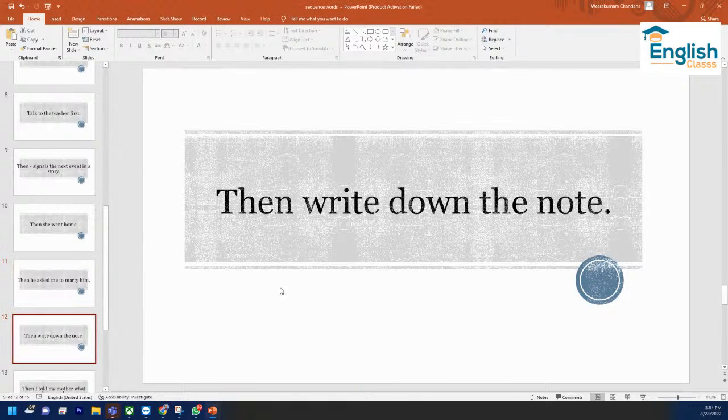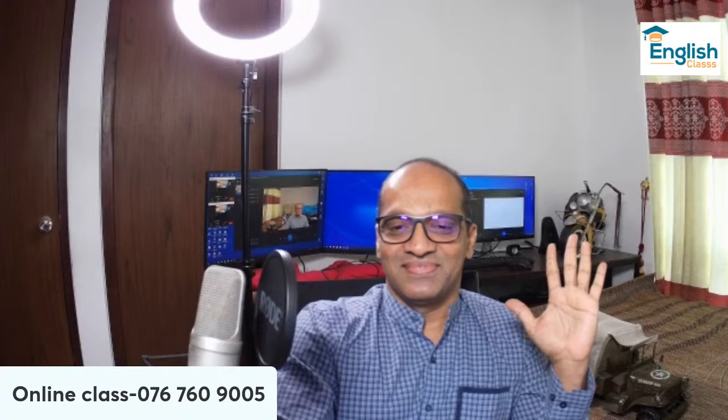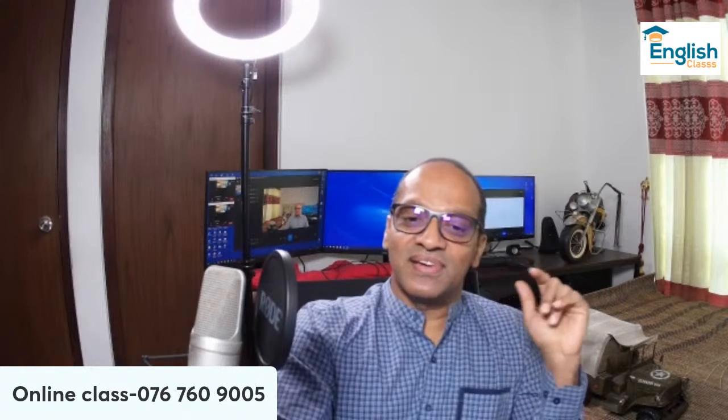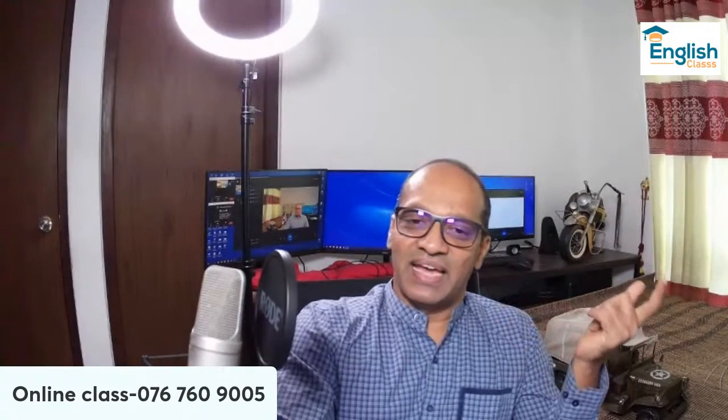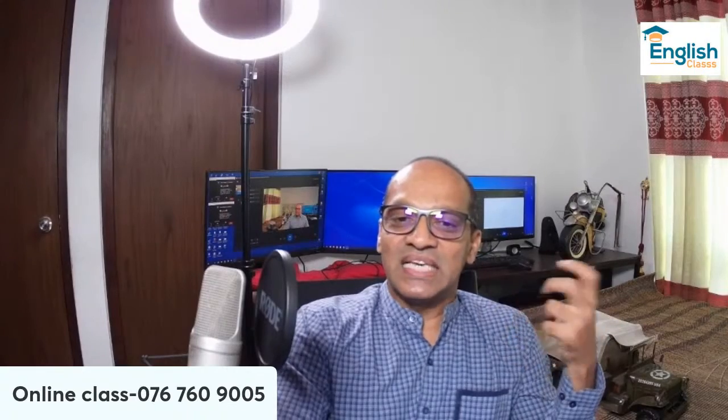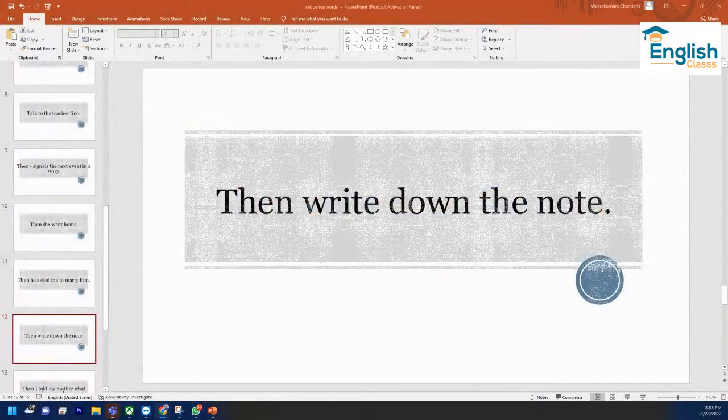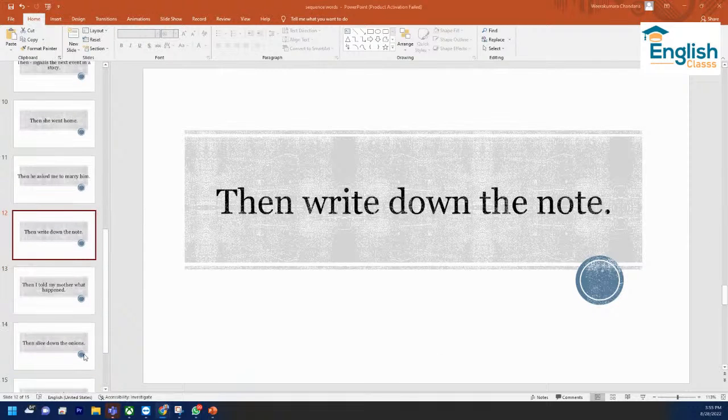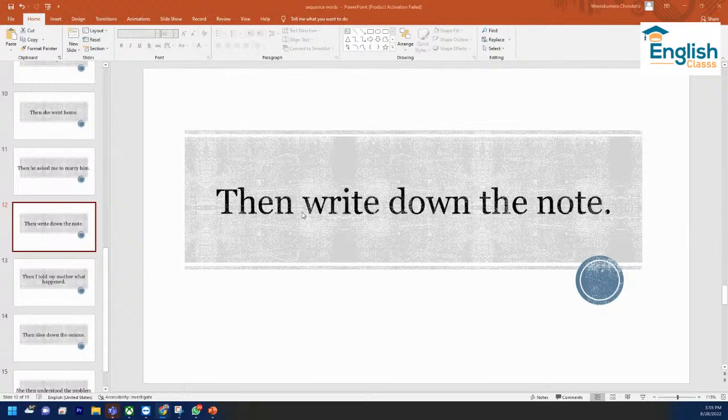Now look at this example. Then write down the note. A teacher can say, first pronounce with me. First pronounce with me, then write down the note. There are two actions, and when you say the second action, you can use the sequence word then. Then write down the note. Instead of after that, you can use this sequence word then.